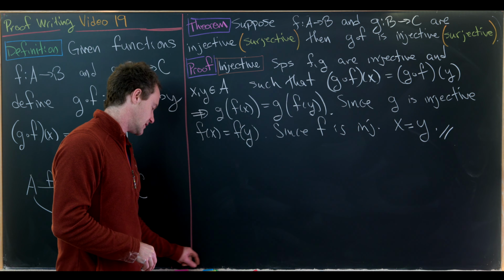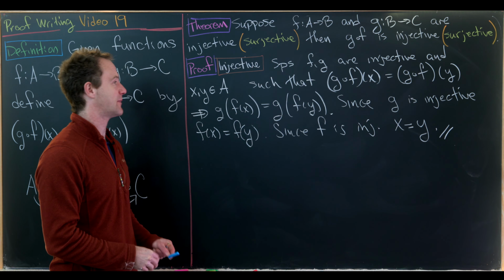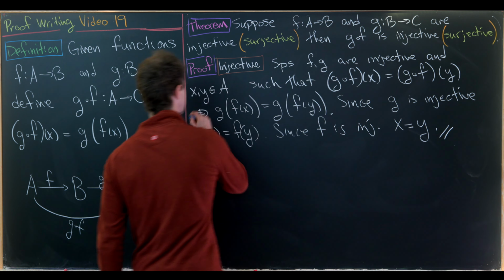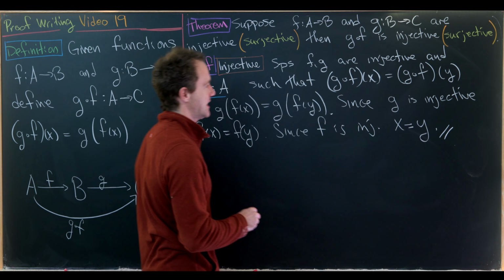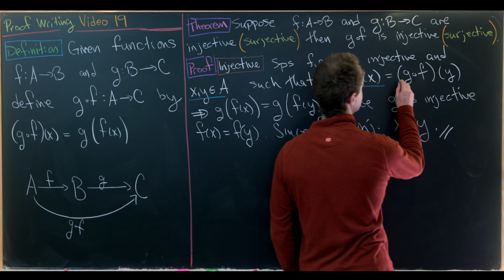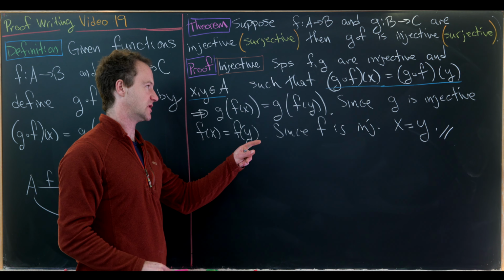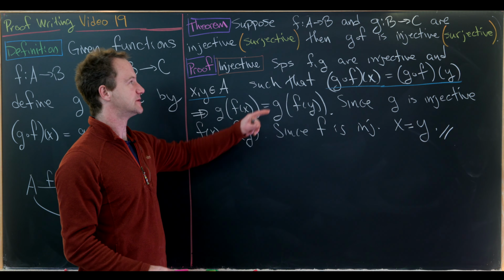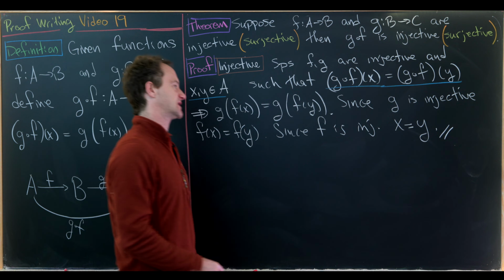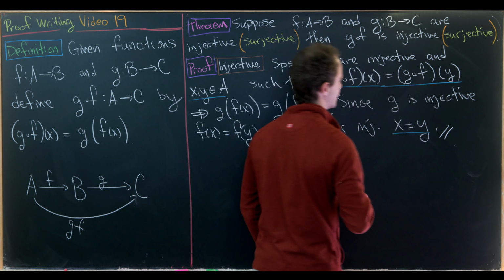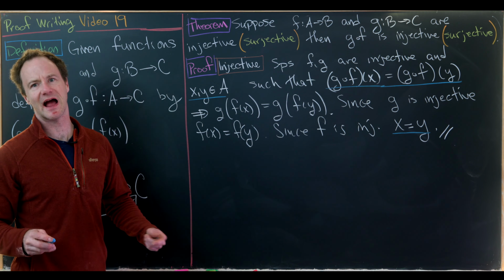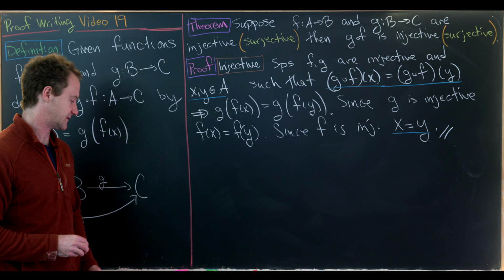But that's exactly all we needed to do to show that the composition was injective. So let's maybe look at our beginning step and our ending step. So we had an x and a y in A such that g of f of x was equal to g of f of y. And then we did a calculation, including using the fact that g and f were both injective, and we landed at x equals y. And recall that that was exactly the way to prove something was injective.